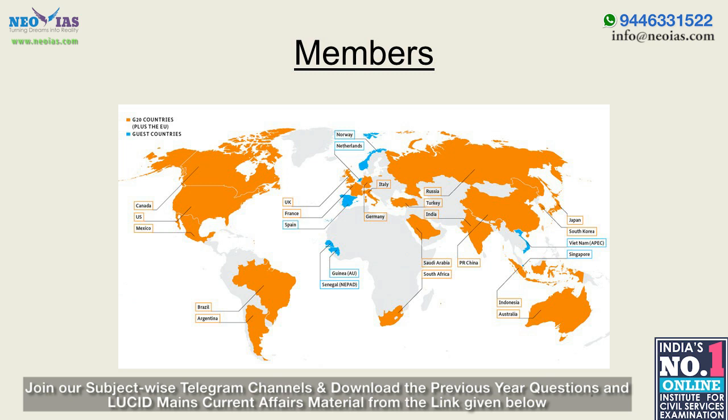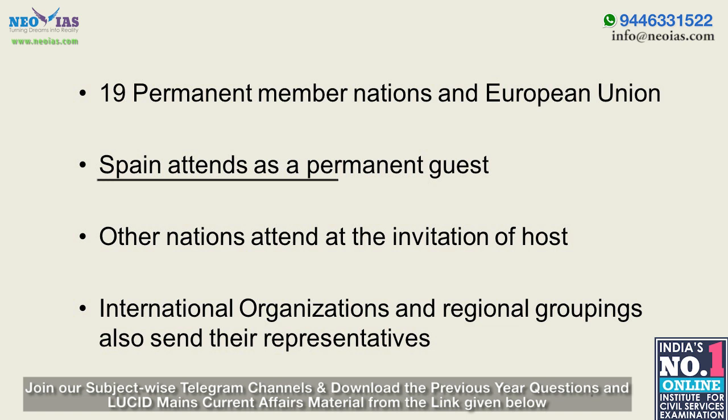Besides these permanent members, various other nations and organizations take part in the summit. Spain, for instance, is a permanent guest to these meetings. Also, the country that hosts these summits usually invites some other non-members to the meeting. For example, the recently concluded 2018 G20 summit was held at Argentina, and Argentina invited Netherlands and Chile to the meetings. Some of the other participants in the summit are representatives of regional groupings and international organizations such as ASEAN, African Union, World Bank, OECD, and the International Labour Organization.